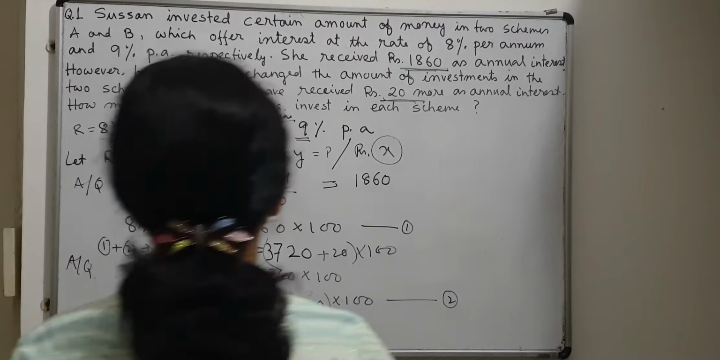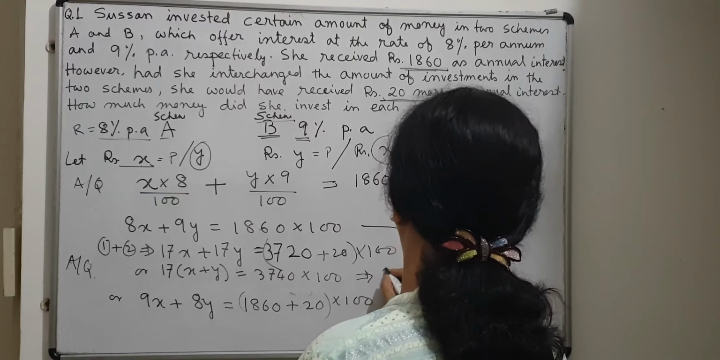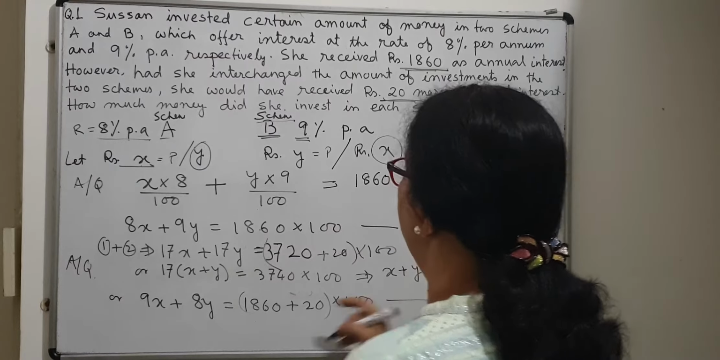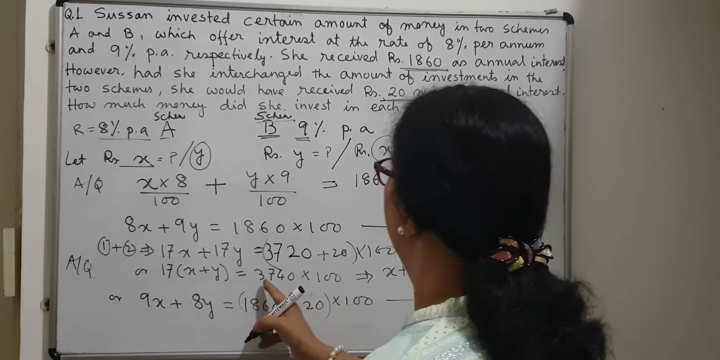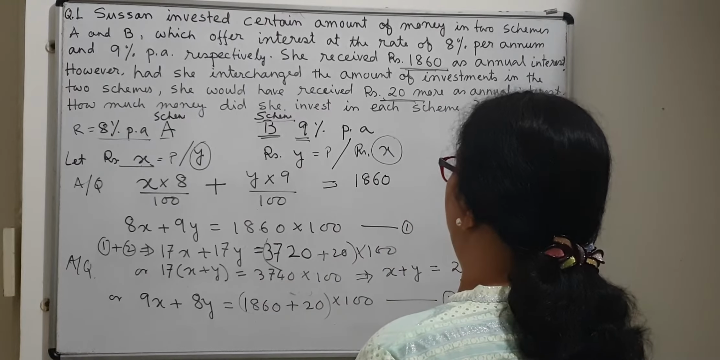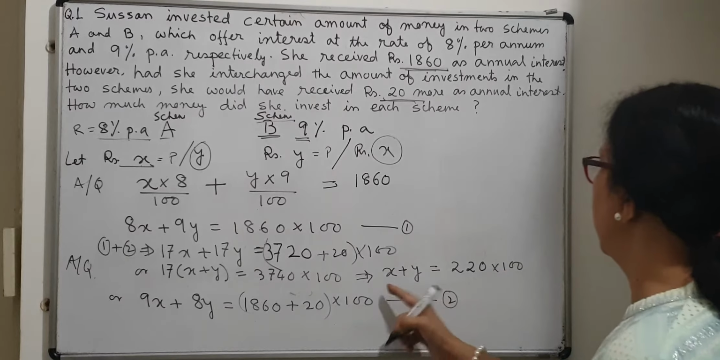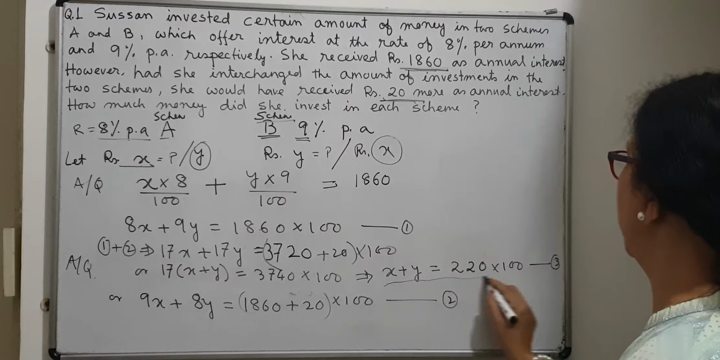So this can be further simplified, divide both sides by 17. So this will give us x plus y is equal to 17 to the 34. Again 17 to the 34, and 0 into 100. This is the equation, say 3. Adding 1 and 2, I got this equation.